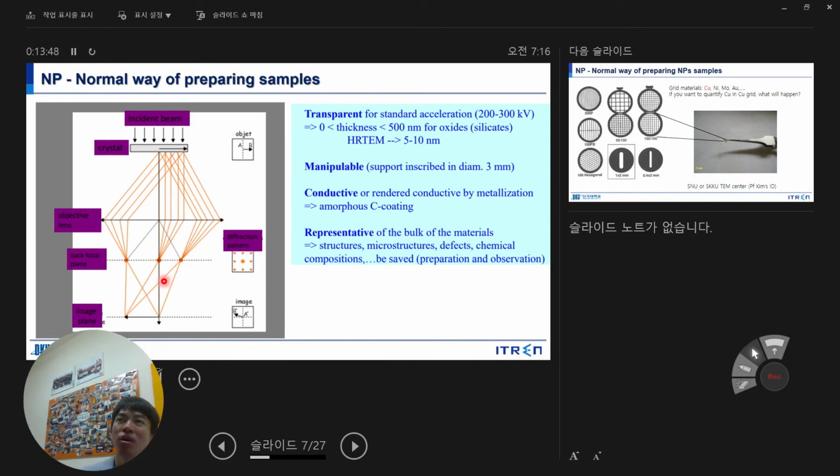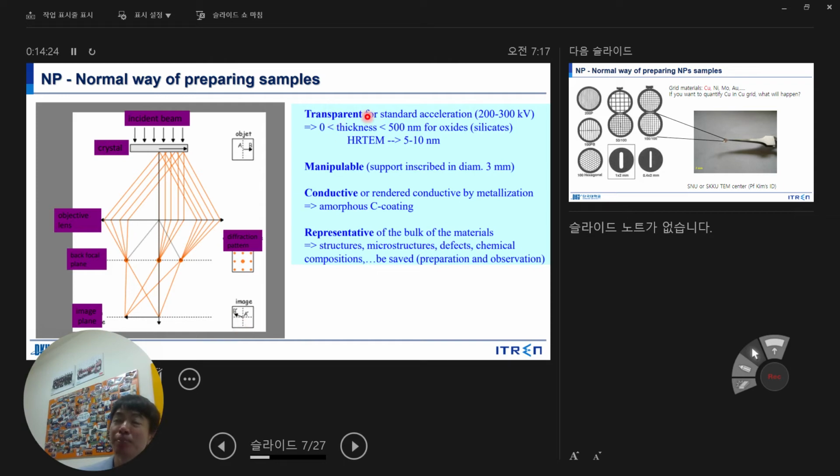So how do you prepare the sample in the normal way? Let's say this is an image plane from your screen, and this is your sample. The electron beam is exposed here, and the object lands on the back focal plane. From this back focal plane, you can gather the diffraction pattern, and from this one, you can get images. Same as the SEM, when you go right, the image goes left.